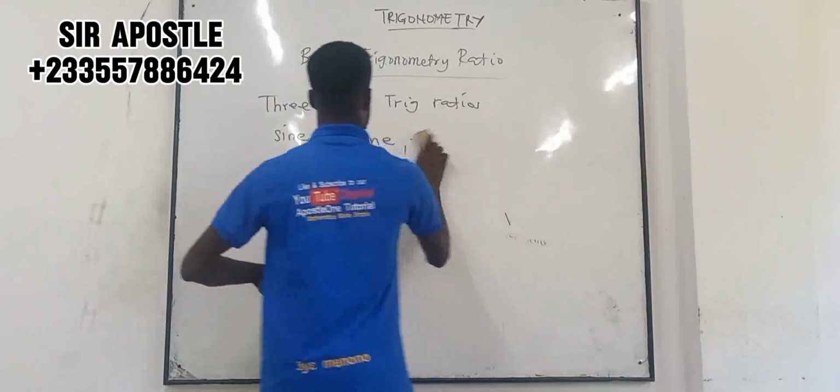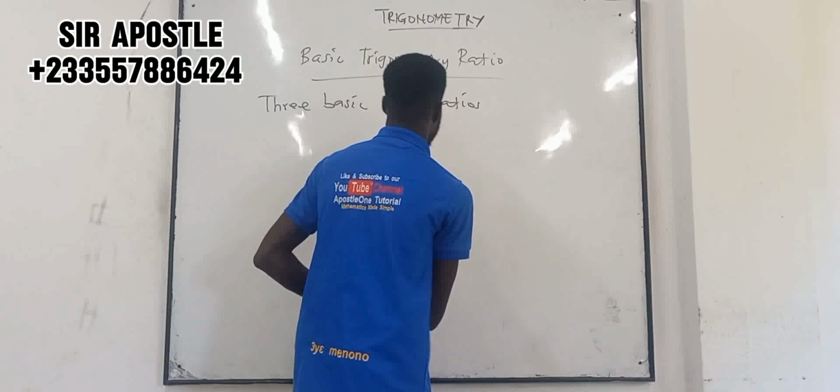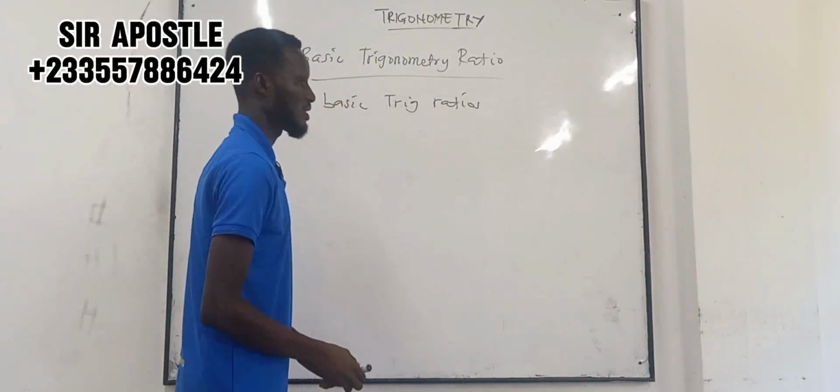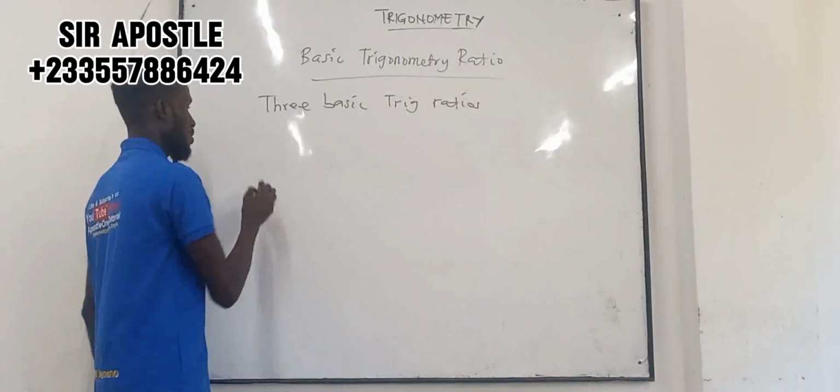Now, I'm going to use something called the Circle Theorem. So the three basic ratios, we have 1.